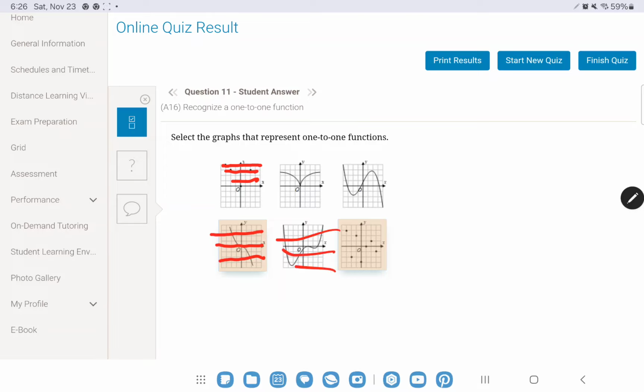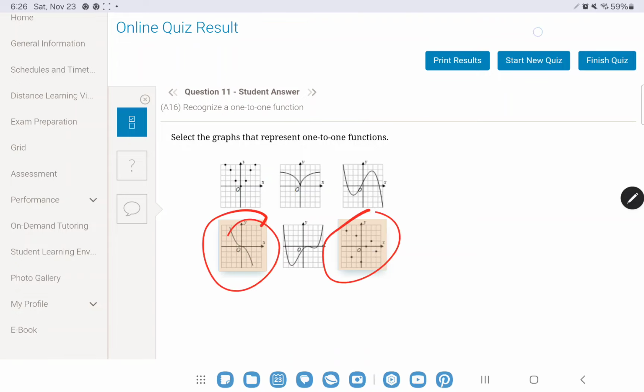Here, definitely not. And I don't think this is, no, it is. Anyways, here, it's also one dot per line. See, they never touch. So these 2 are the only correct answers. Now move on.